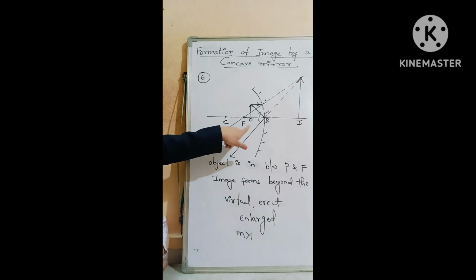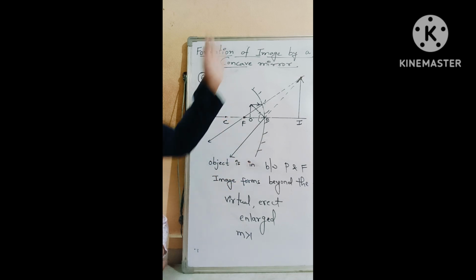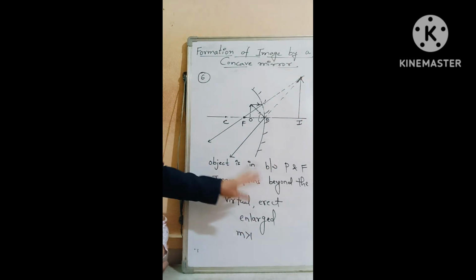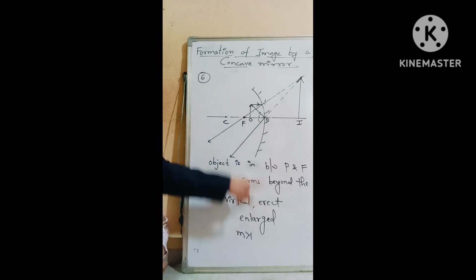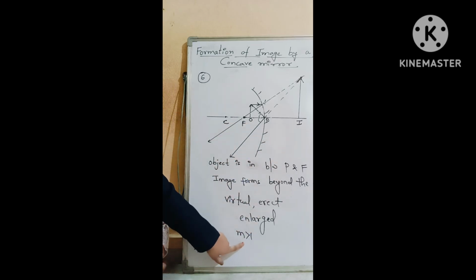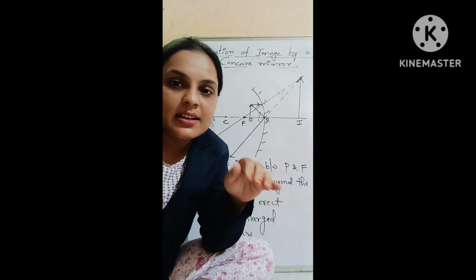The object is placed between P and F. And where do we get the image? Beyond the mirror. Next, what is the size of the image? It is enlarged compared to the object, and the magnification is greater than 1. This is the case we use in our day-to-day life.